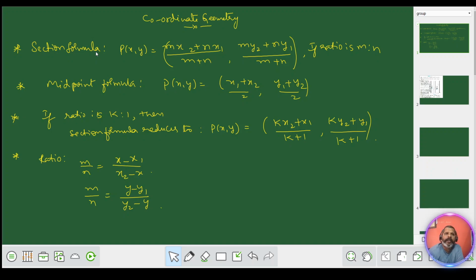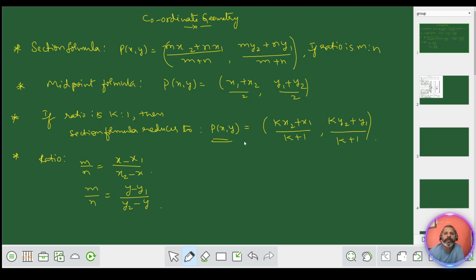If the ratio is k is to 1, it reduces to m is equal to k, n is equal to 1. Then the same section formula reduces to (k x2 plus x1) by (k plus 1), (k y2 plus y1) by (k plus 1). We'll be using them accordingly in the problems. You'll come to know once we start the exercise.